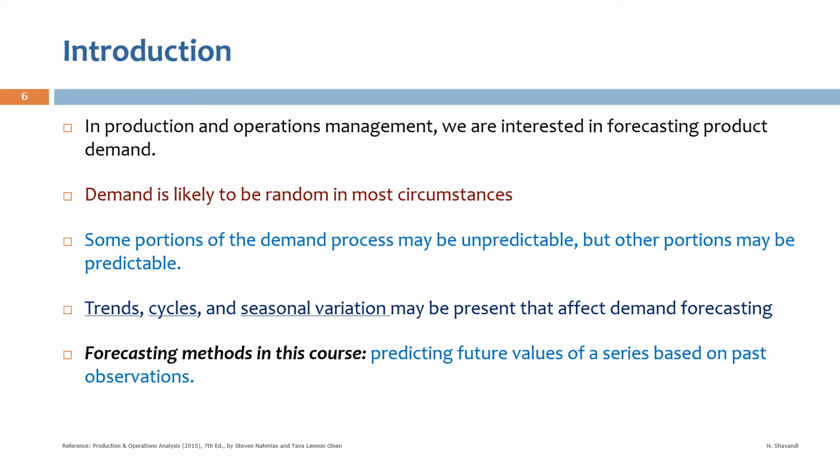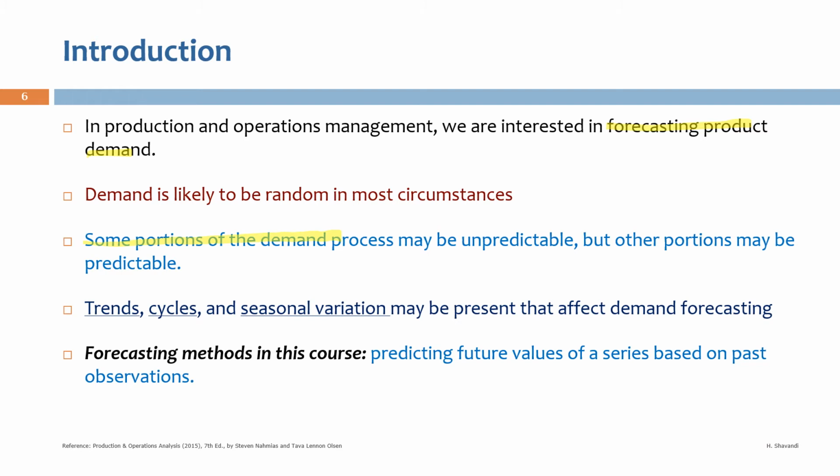As I said before, in this course, we're going to focus on the forecasting product demand. And we know that demand is more likely a random variable in the real world. So yeah, by assuming a random variable for demand, we will estimate or forecast its parameters like mean and standard deviation by the past observations or historical data. And we know that some portions of demand may not be predictable. So yeah, we're going to focus on those parts that are predictable, and we will do that by historical data.